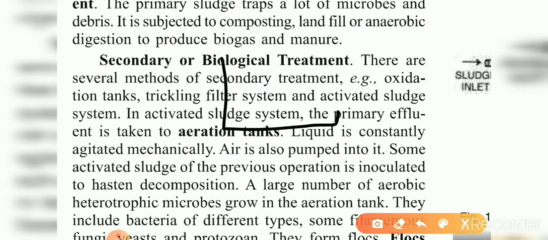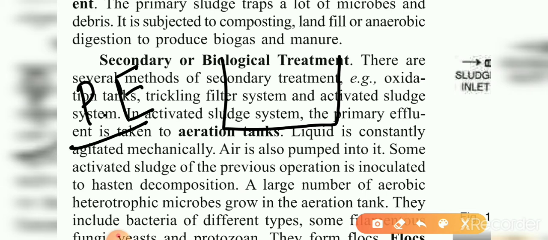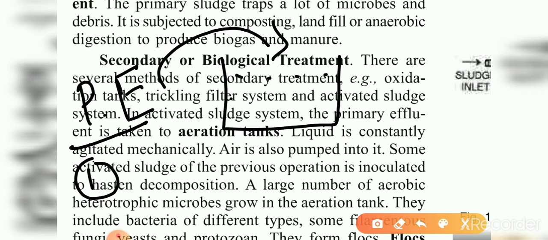This is the activation tank. We have got primary effluent from the first treatment. We add this primary effluent into the activated sludge. We continuously add air into it, and we also mechanically agitate it. In the meanwhile we have a small portion of activated sludge, and we add this activated sludge into it, which will hasten the process of decomposition.